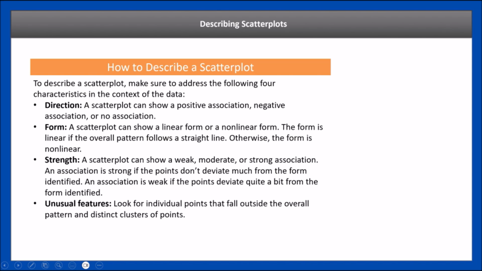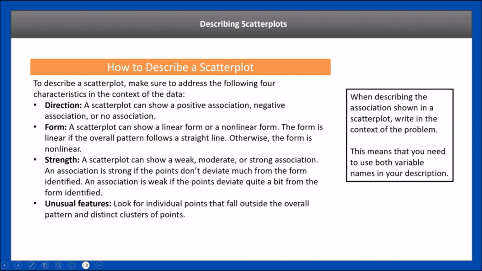All right, so remember that when you're describing the association in the scatter plot, you want to talk about context. Context is key to maximize points on the FRQs. So this means that you need to use both variable names in your description. Whatever x is, you want to describe that, explain what that is. And whatever y is, you want to use the name for that as well.